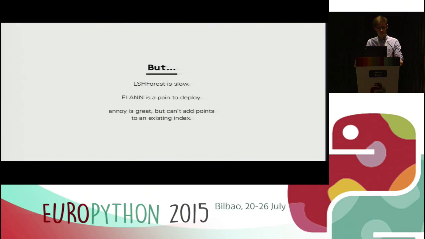There are some bits that we don't like as much. LSH Forest is in scikit-learn. You can read the source, it's fairly readable, but it's actually very slow. So if you want to develop a high performance application, maybe not the best solution. FLANN is a pain to deploy. It's C++ code. You need to have CMake, all sorts of dependencies. Annoy is great. I recommend you use it.